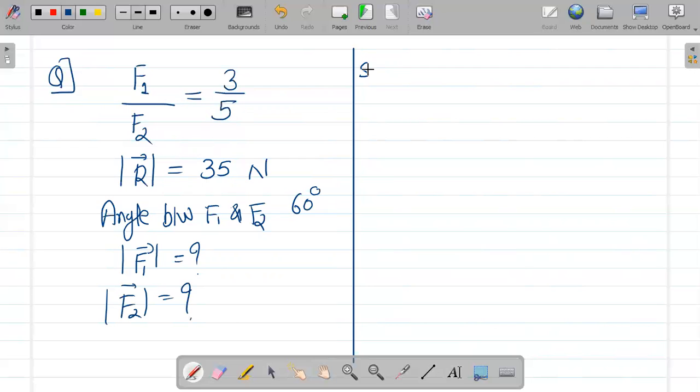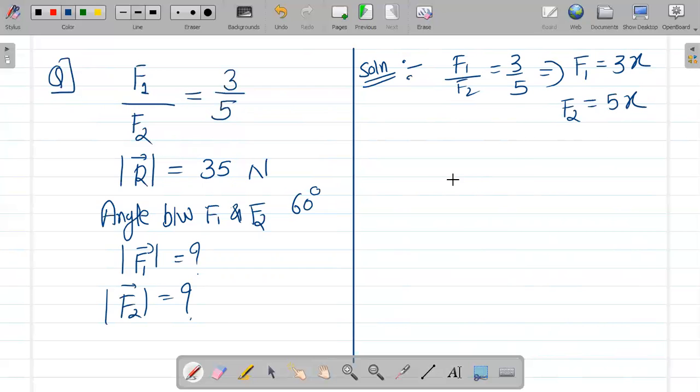Now let us see the solution for this question. First of all, F1 upon F2 is equal to 3 by 5. That means we can take F1 is equal to 3x, where x is any variable, and F2 is equal to 5x. If the ratio is 3 is to 5, we can assume F1 is equal to 3x and F2 is equal to 5x. If we divide F1 by F2, we will get 3 by 5. So we can assume this.